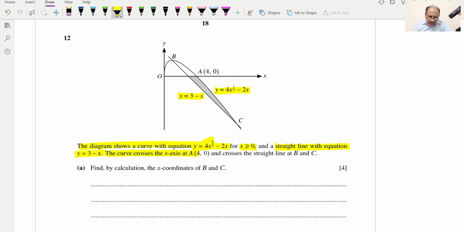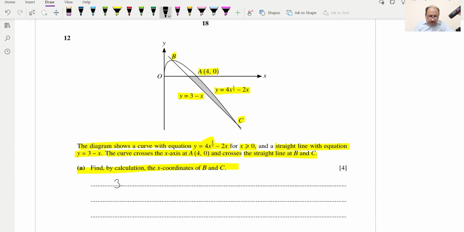The curve crosses the x-axis at 4 and 0 and crosses the straight line at B and C. Find by calculation the x coordinate of B and C. So we need only the x coordinate, we don't need the complete point. What we can do is equalize the equations to find the coordinates.